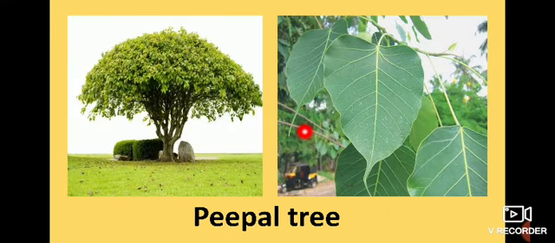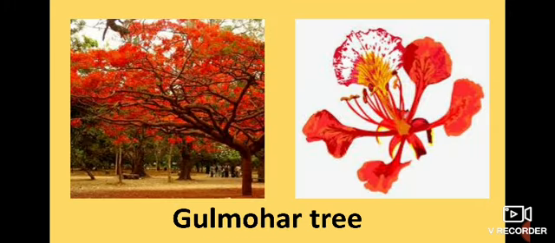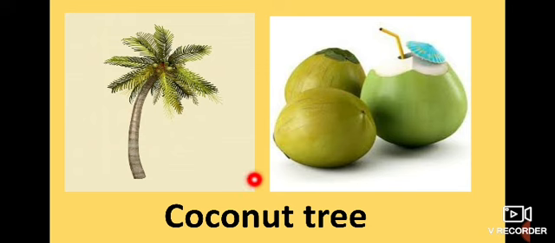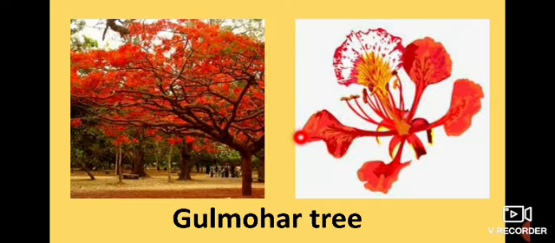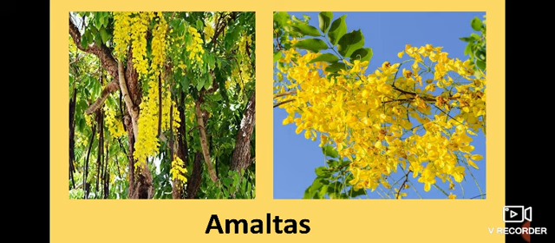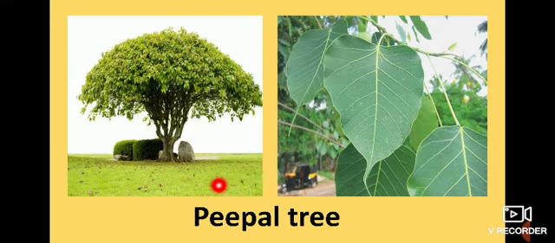And the next tree we are going to see is peepal tree. Peepal tree. See the leaf of the peepal tree. This is the leaf of the peepal tree. Now we understand. We learn about 4 trees. What are the 4 trees we learn? Coconut tree, Gulmohar tree, Amalthus, and then peepal tree.